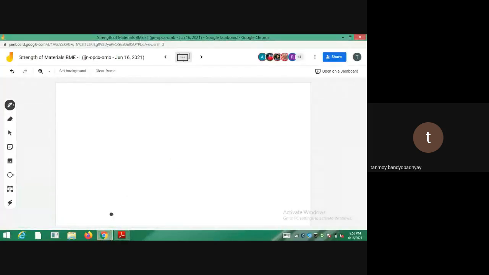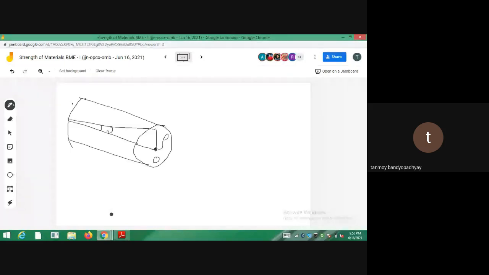I am just drawing the element. This one is the element, at a certain radius, say rho. This is the center, this is the radius rho, and this is the angle gamma. This angle gamma will be equal to the shear strain itself. Why this angle gamma is equal to the shear strain, we will discuss when we do the partial derivatives.